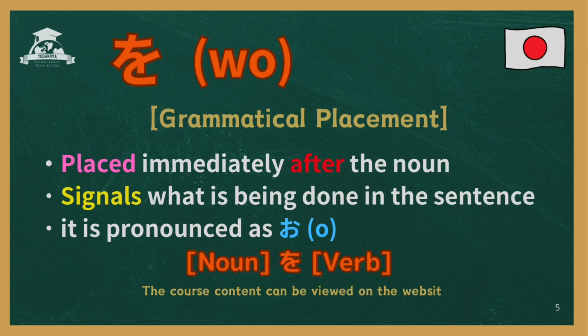And then let's look at grammatical placement. It is placed immediately after the noun, and it signals what is being done in the sentence. And as I said, the pronunciation is o. The correct order is noun, o, verb. Let's look at example sentences.